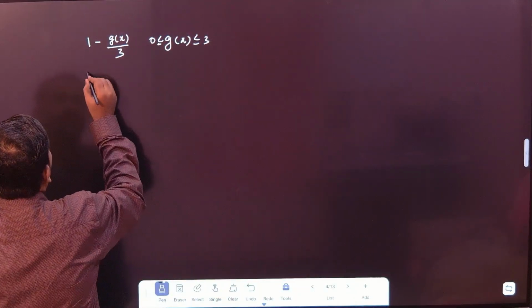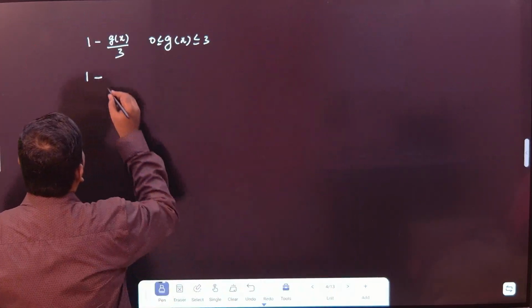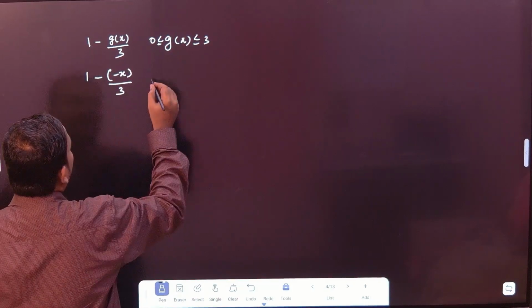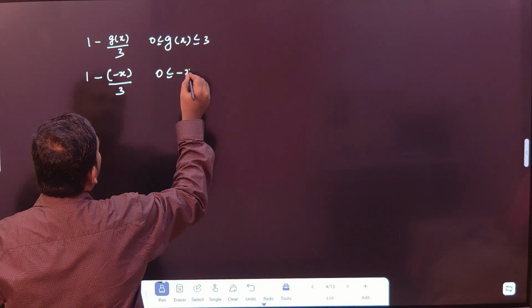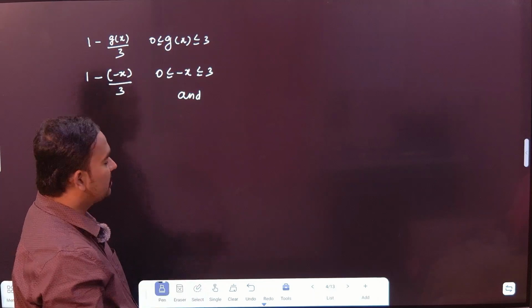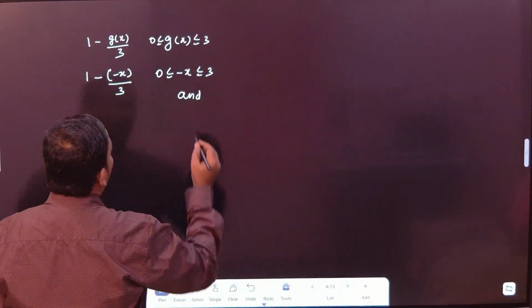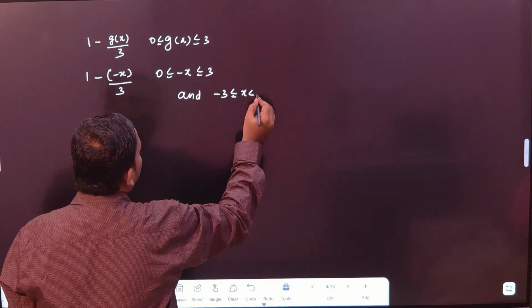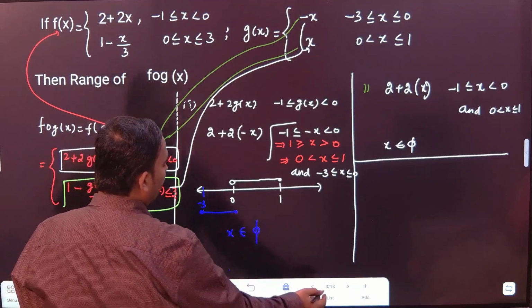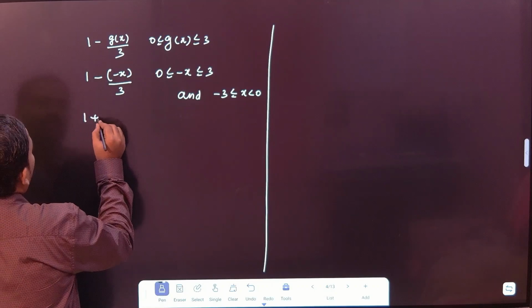Then what will we get for the first one? You can apply. The first function is what? Minus x, right? Wherever g of x is there, you replace minus x by 3, 0 less than minus x less than or equal to 3. And when g of x equal to minus x, you can see here, when x is minus 3 to 0. Clear? Minus 3, both will be included, right? Okay, fine. Now you can simplify this, 1 plus x by 3.